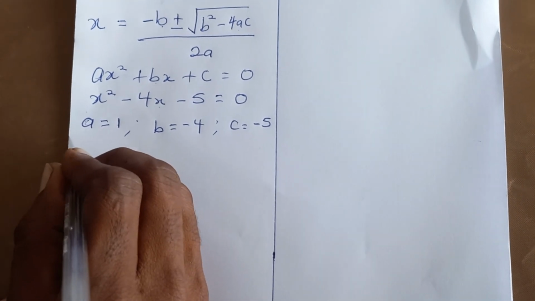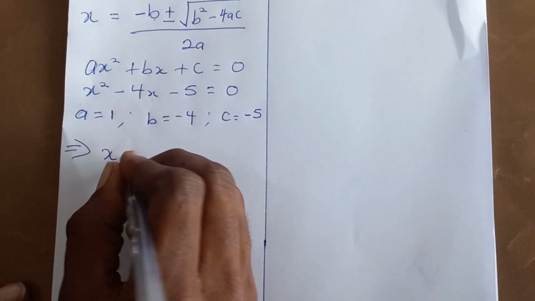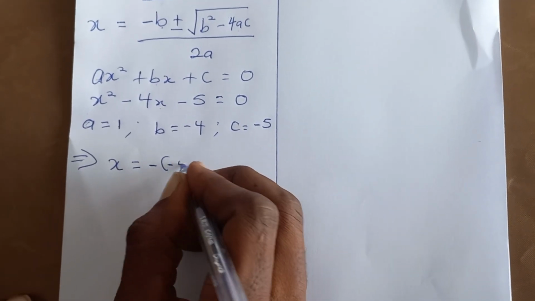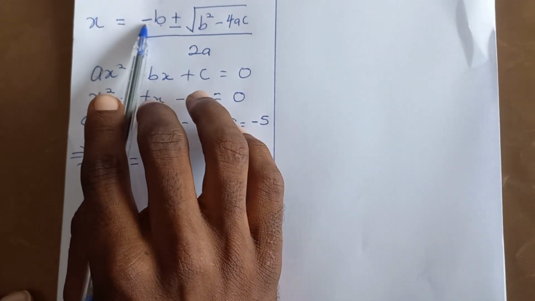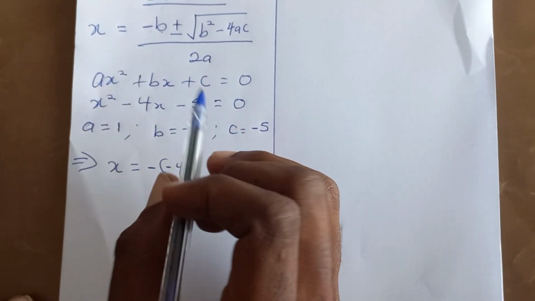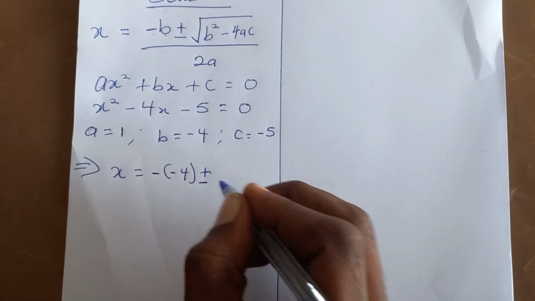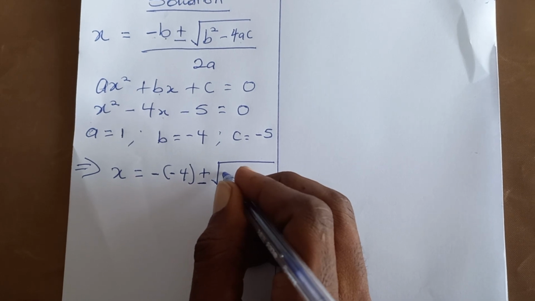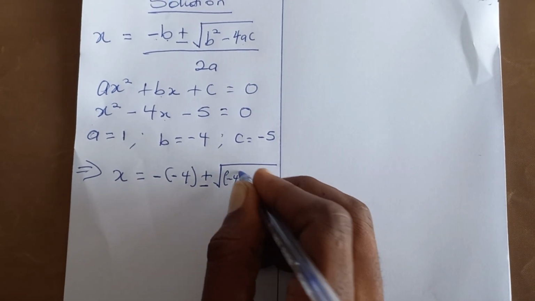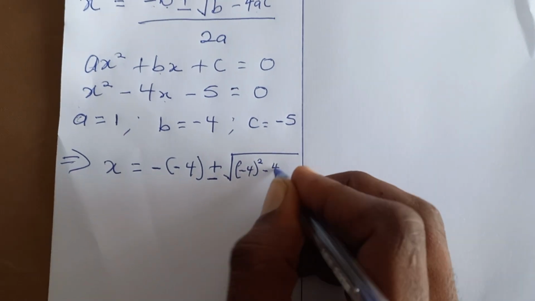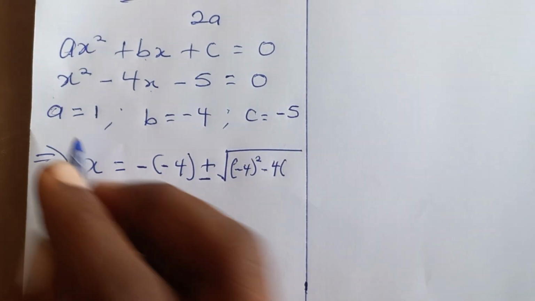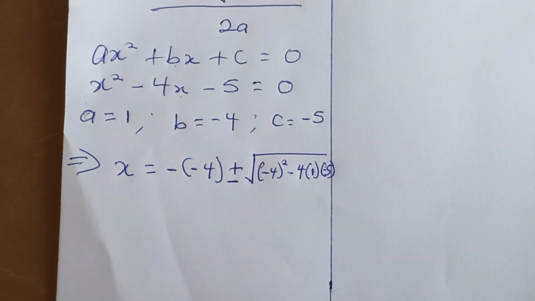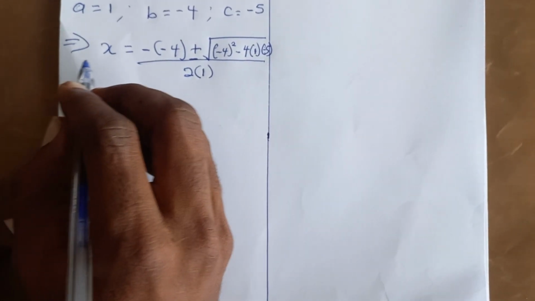So we get x is equal to, our b is negative here, so we get negative into bracket negative 4, because there was already a negative here in the formula. Good. Our plus or minus root of b squared, don't forget to bring the bracket, so negative 4 squared minus 4 into bracket, our a is what? 1, and our c is what? Negative 5.